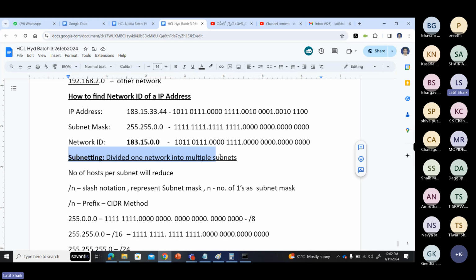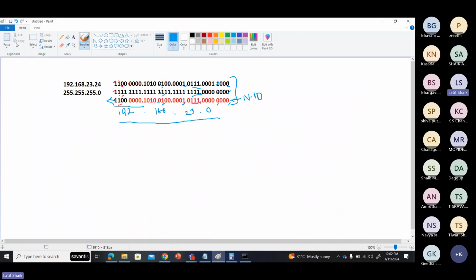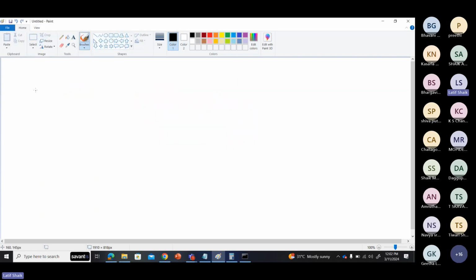Okay. Subnetting is dividing one network into multiple networks. So that is the point of subnetting. For example, you take a class C IP address. The total number of hosts is 254. I already told you that if you have 50 devices in your network, what is the best choice? Class C, because it's 254.